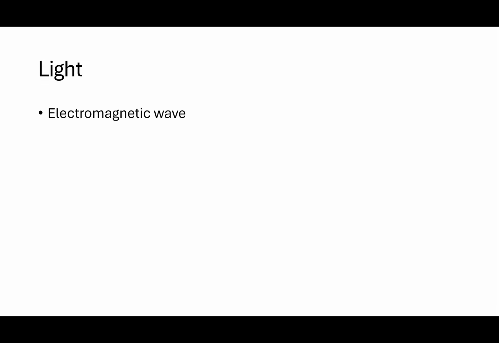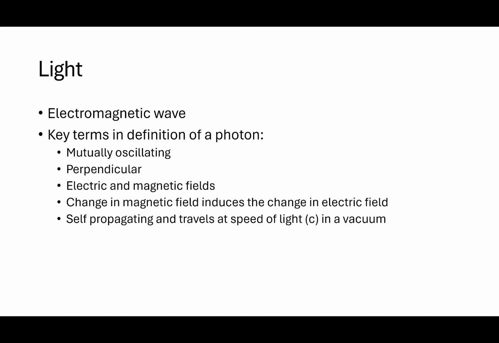Okay, light. This is the definition of light. This is technically Unit 4 content, but it's so closely related to electromagnetism that I've included it here. And it's a relatively small definition, so it's really easy to get through. So the key things you need to mention for a definition of light is that it's an electromagnetic wave. And for a photon, like a particle of light specifically, you need to say that it's an electromagnetic wave that's mutually oscillating.